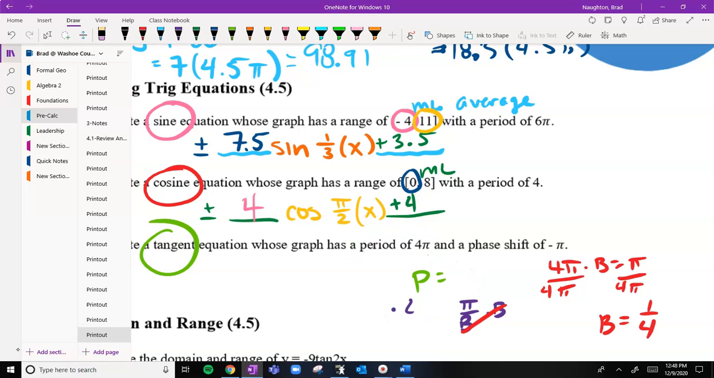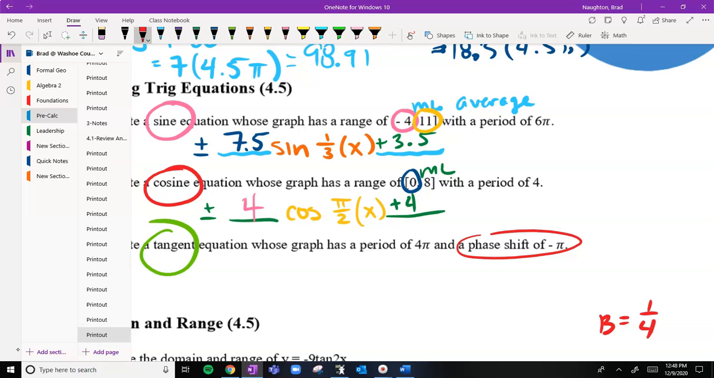Alrighty, so I now know that that's going to be 1/4, so I'll erase that. But I have a phase shift, so we'll get to that in just a second, but I'm going to go ahead and say that it starts out with tangent of 1/4, and I'm going to put my x right there, and now I'm going to worry about this phase shift. So my phase shift is a negative pi, okay?